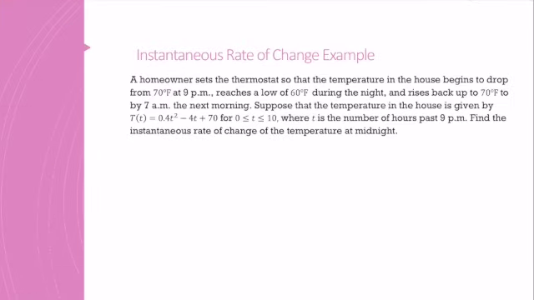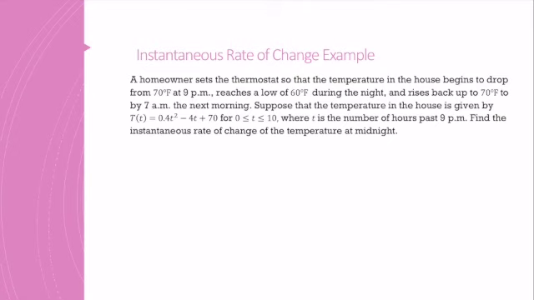So a homeowner sets their thermostat so that the temperature in the house begins to drop from 70 degrees at 9 p.m. and reaches a low of 60 degrees Fahrenheit during the night and rises back up to 70 degrees by 9 a.m. the next morning. Aren't we so glad we all have smart thermostats? Suppose that the temperature in the house is given by the formula T of t, which equals 0.4 t squared minus 4t plus 70, as long as t is between 0 and 10, where t is the number of hours past 9 p.m.